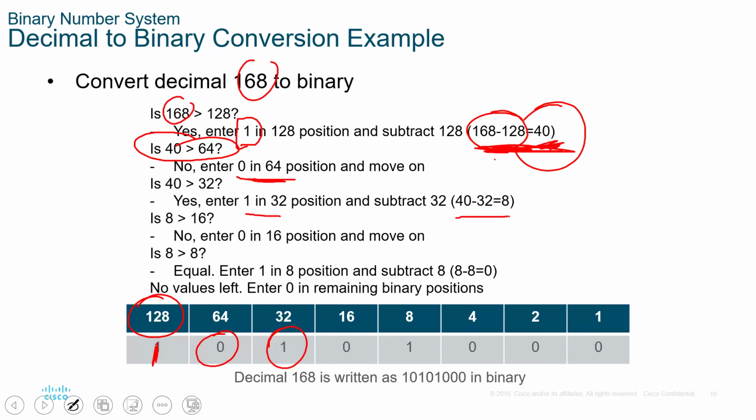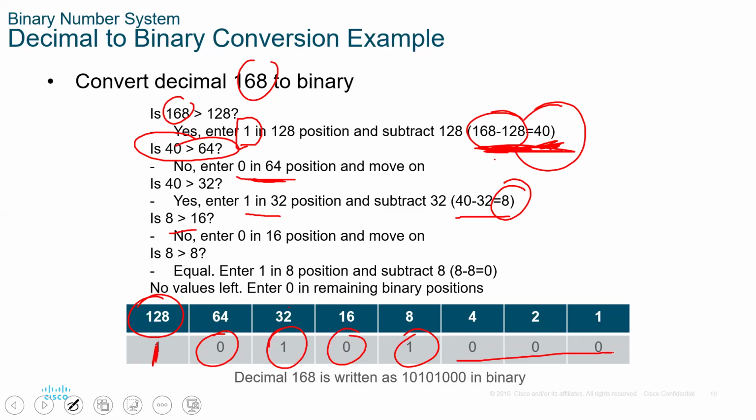40 minus 32, and then we will carry the remainder, which is 8, and go back and do the same thing under 16. If it is no, we put 0. Under 8, if it is 1, we will do the subtraction, and we do that until we get these values. This is one method to convert 168 to binary.